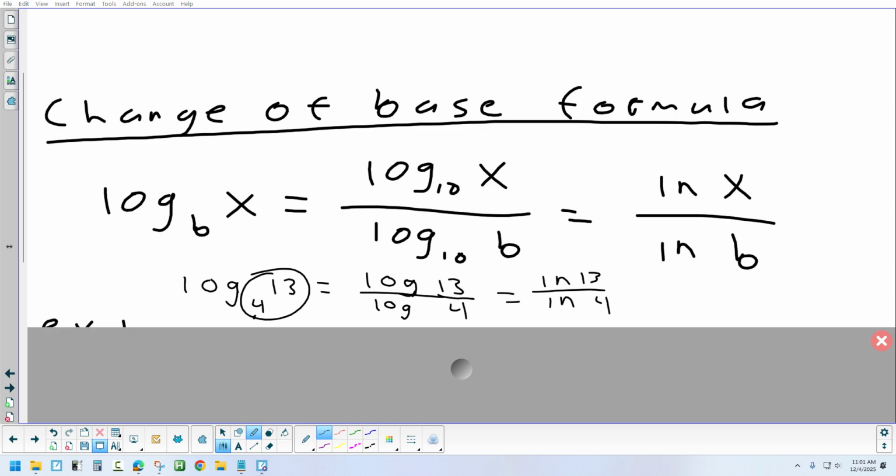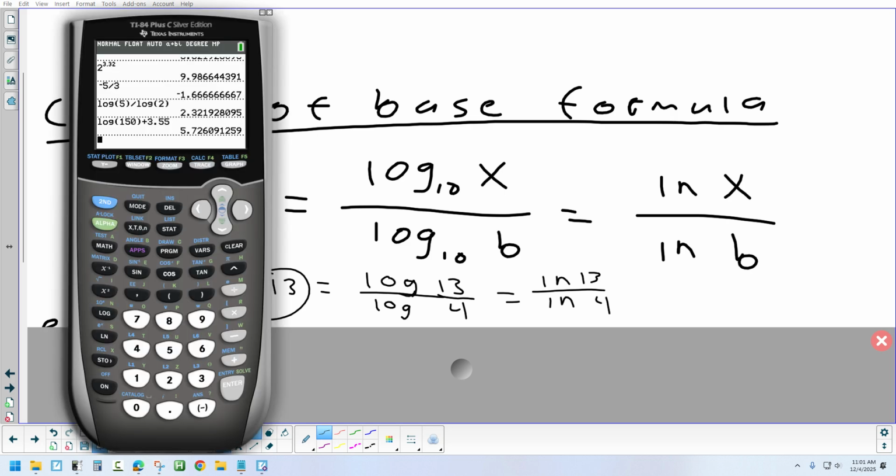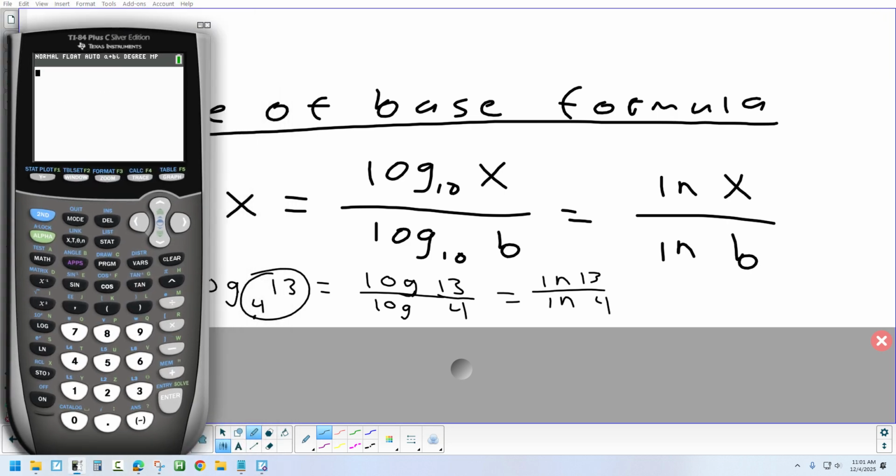Okay. But I would just pick one way. Don't mix logs and ln's in the same fraction. Either do log or do ln. And when you type it in, it's going to open a parenthesis for you. You need to make sure you close it after the 13, and then we'll close it again after the 4. We did it with ln's. ln of 13 divided by ln of 4 comes out exactly the same.